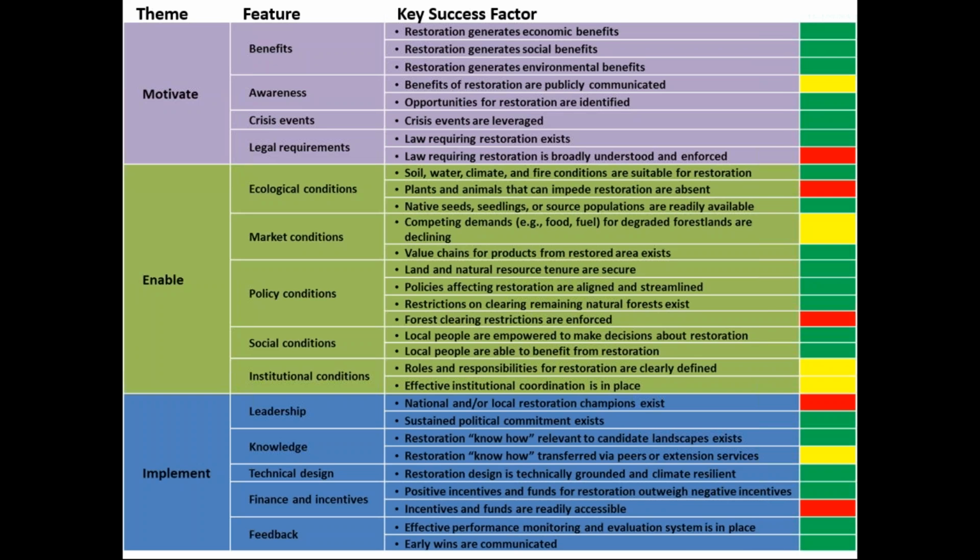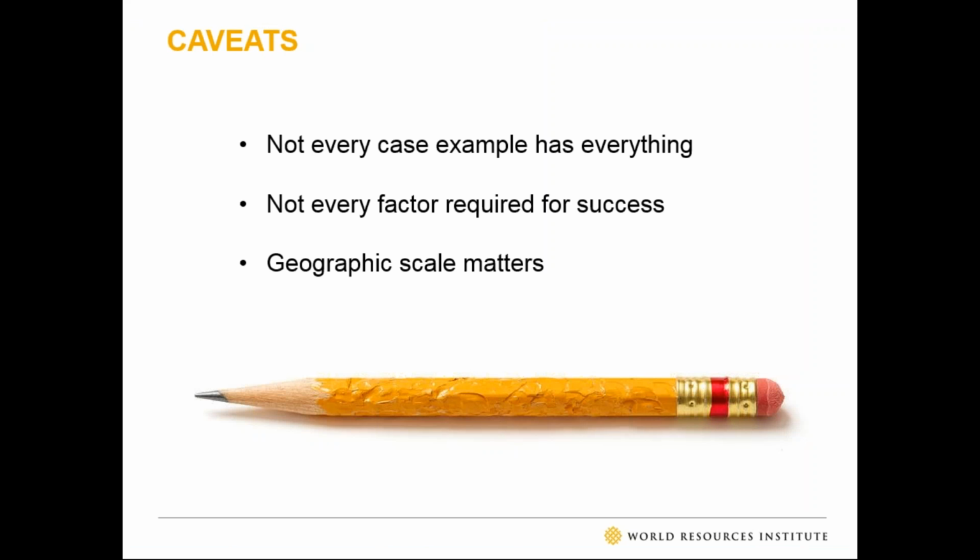Now there's a caveat that I want to mention about these. First of all, not every case example had every key success factor. So don't be dissuaded if you don't have all 30. That doesn't mean that restoration is doomed for failure. We actually think more research is required to figure out if some of the key success factors are more important than others. What is a critical mass? We outline some initial thoughts on that in the diagnostic, but also a call for greater research on figuring that out.